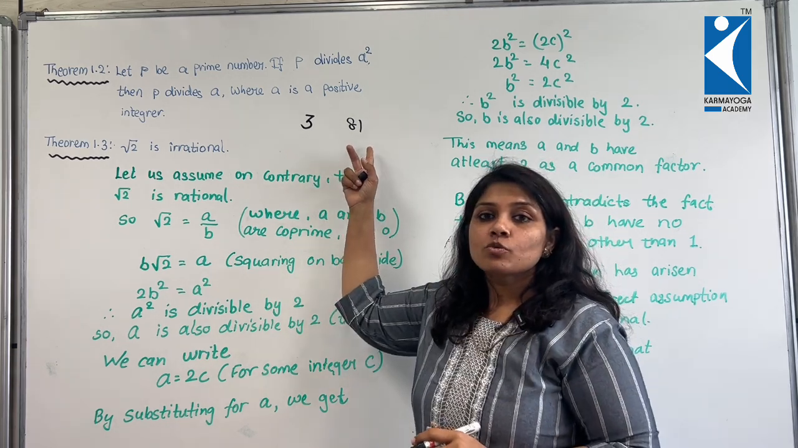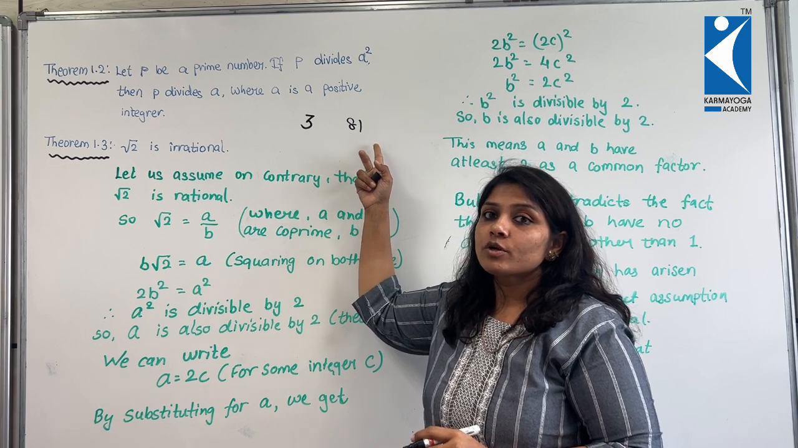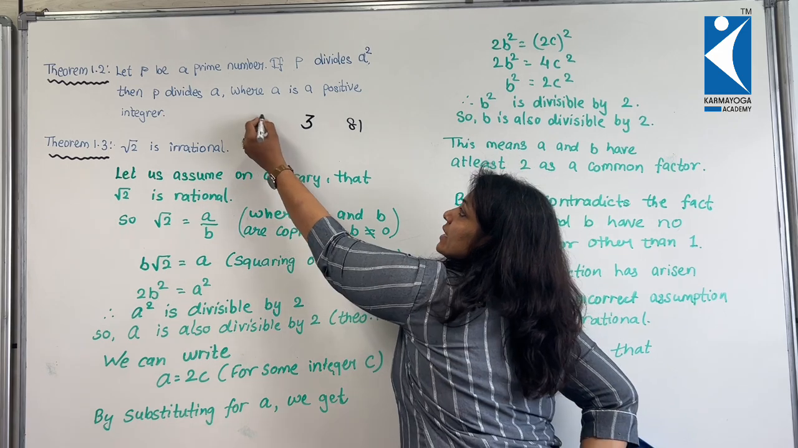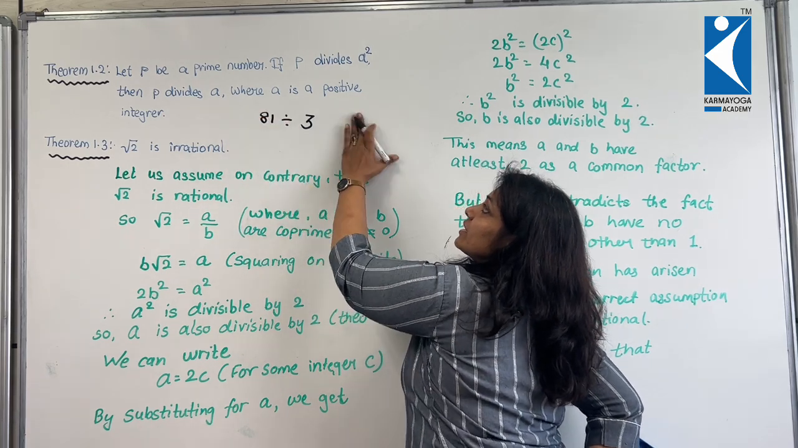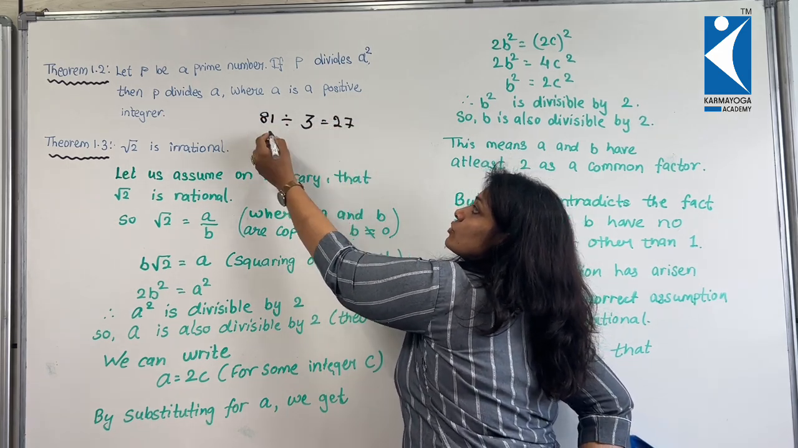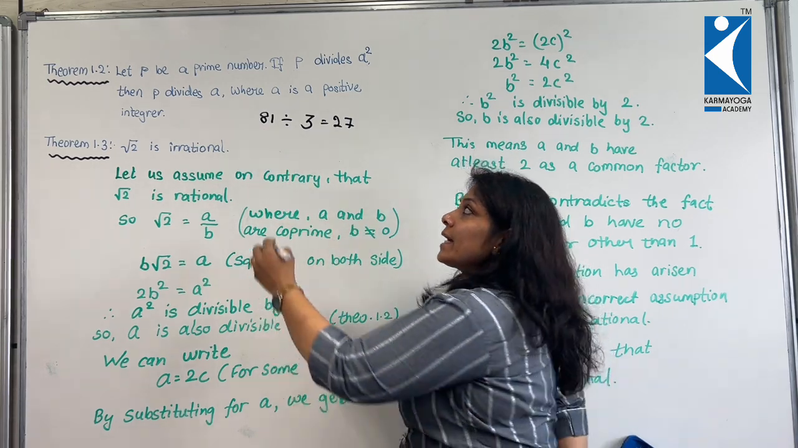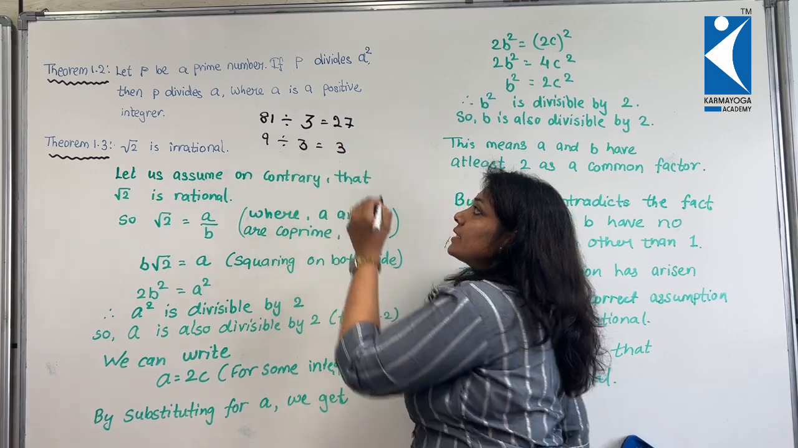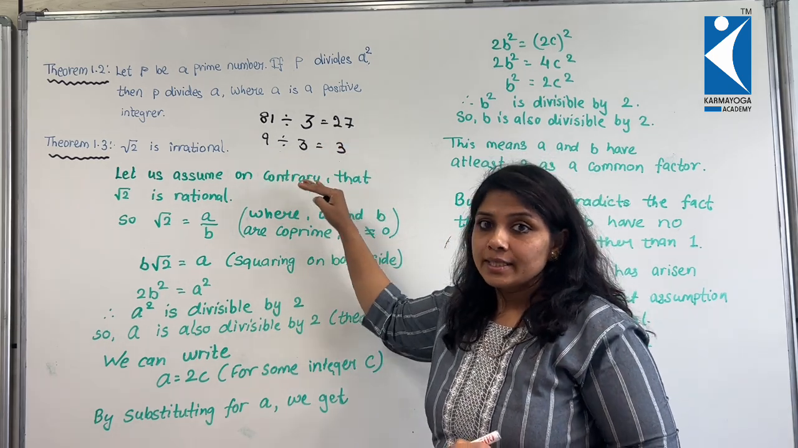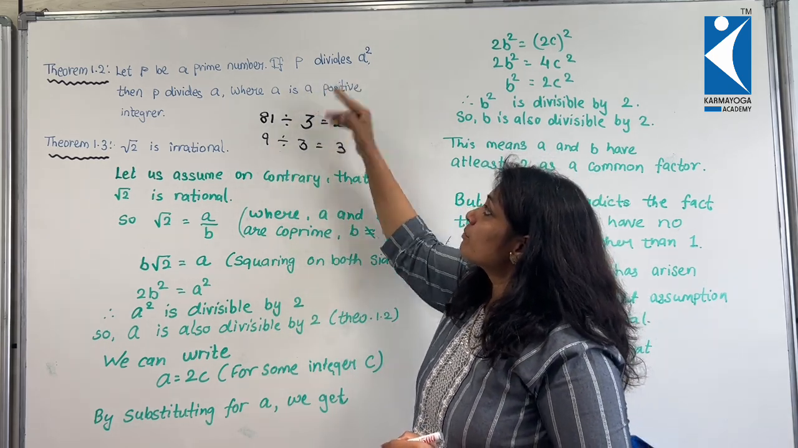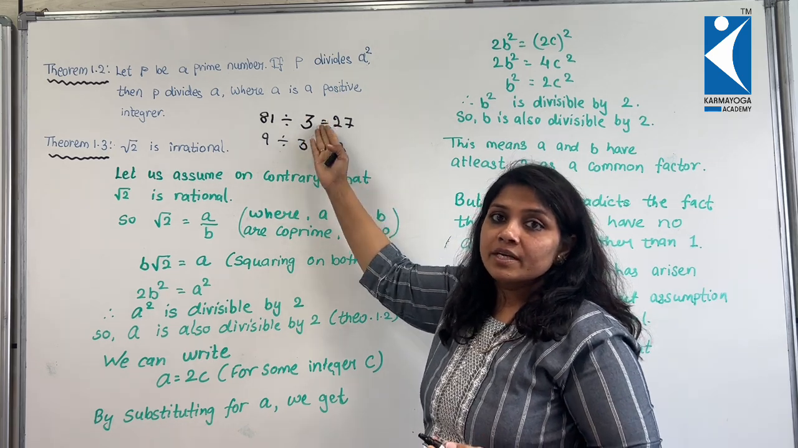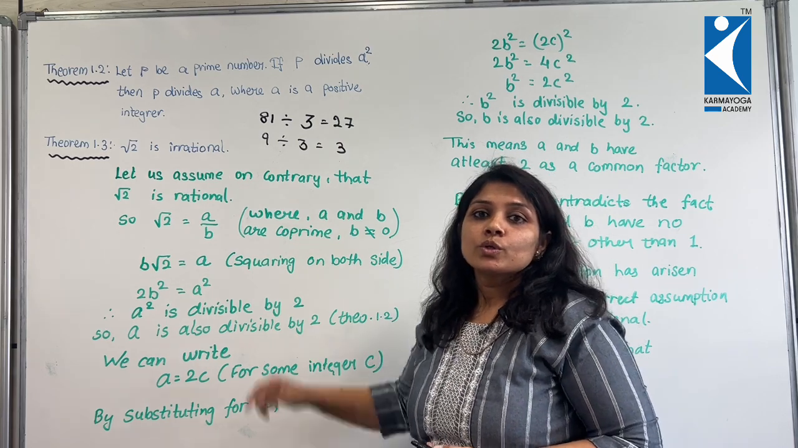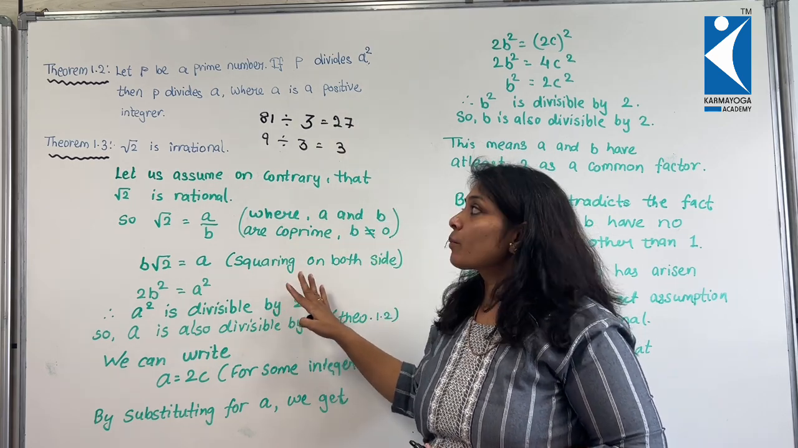Therefore 81 is a perfect square of 9, which means 9 is also divisible by 3. We know 81 is a perfect square. When we divide 81 by 3 we get 27. So 81 is a perfect square of 9, and when we divide 9 by 3 we get 3. So 9 is also divisible by 3. It means that if P is a prime number, that is 3, and P divides A square, 81, then P divides A also. So this theorem will be applicable in theorem 1.3.